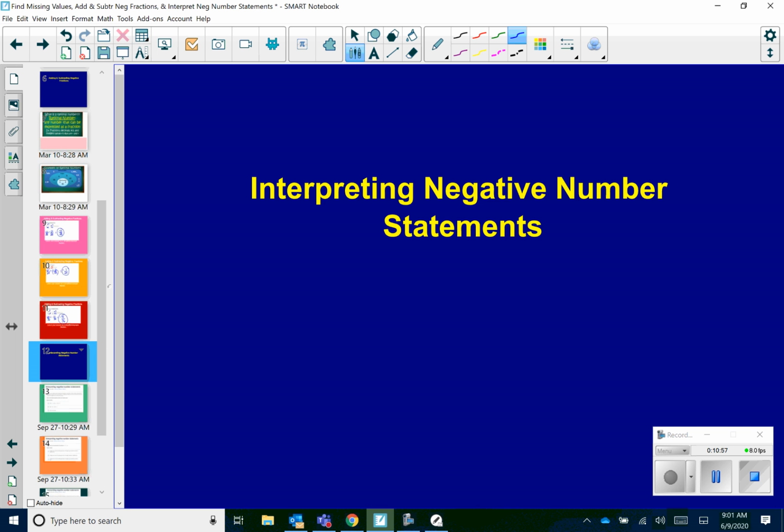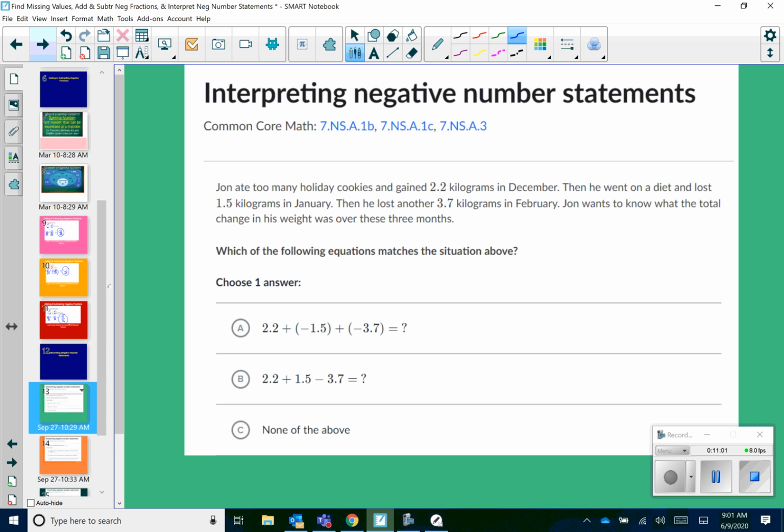Okay, the last skill we're going to talk about is interpreting negative number statements. Let's take a look at some of these examples. So the first one's a word problem. It says, John ate too many holiday cookies and gained 2.2 kilograms in December. Then he went on a diet and lost 1.5 kilograms in January. Then he lost another 3.7 kilograms in February. John wants to know what the total change in his weight was over these 3 months.